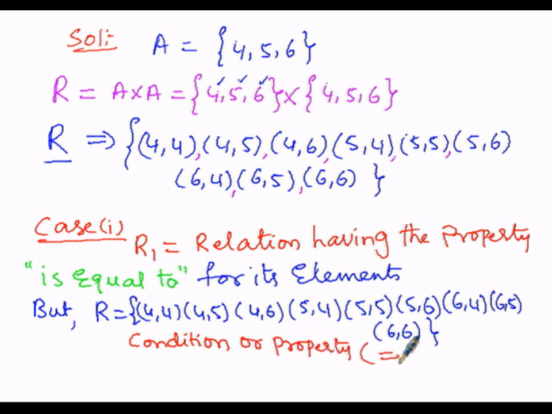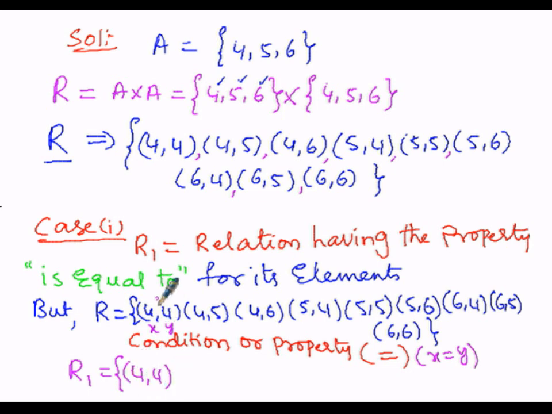Then the relation R1 will be given by the ordered pairs. From this we have to choose the elements in such a manner that they satisfy the property x equals y. If I choose the first ordered pair, (4, 4), the x coordinate is 4 and the y coordinate is 4. So x and y are equal, and the condition is that x must equal y. So we can write (4, 4) because the x and y coordinates are equal.